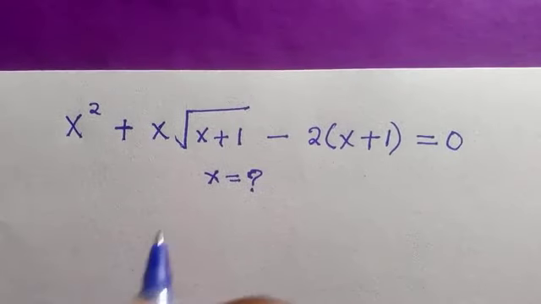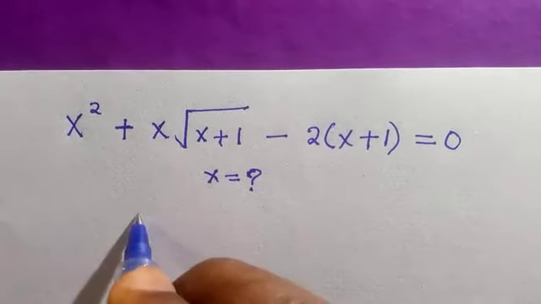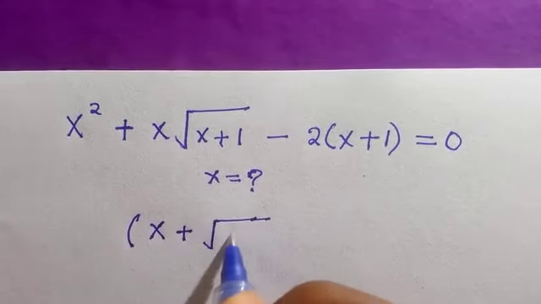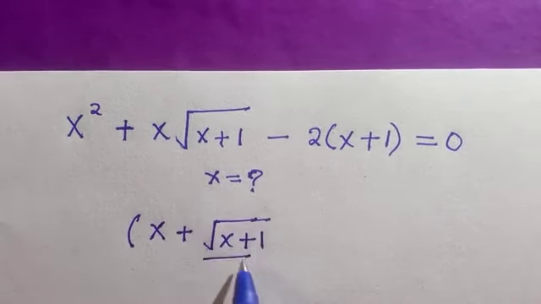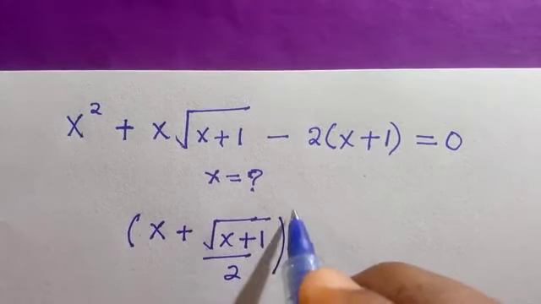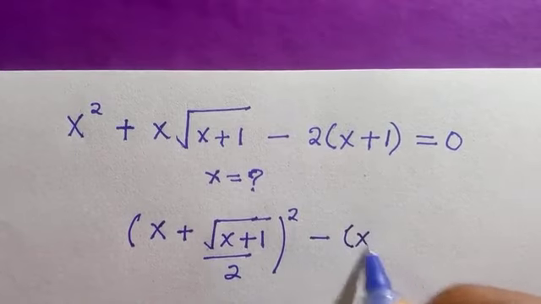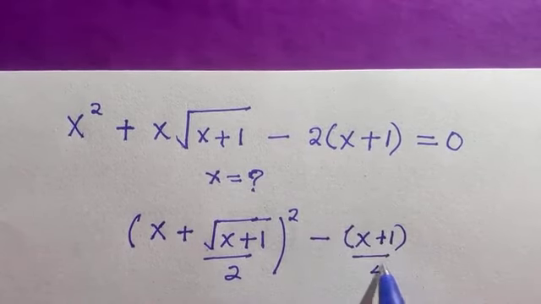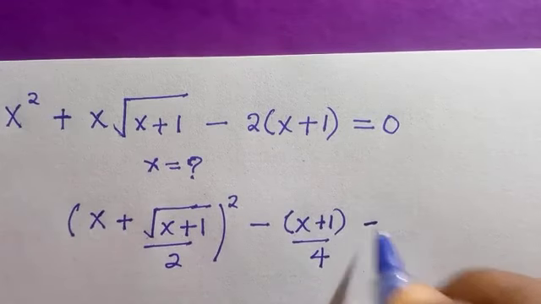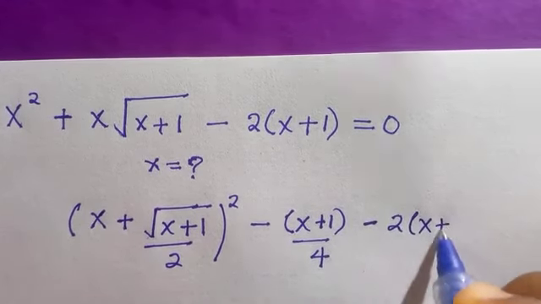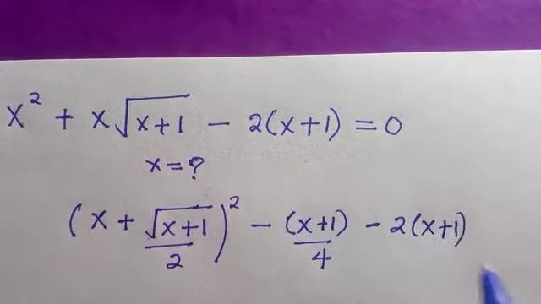For the first two terms, we have x plus the root of x plus 1, divided by 2, all raised to the power of 2. The first two terms can be reduced to this, which is minus bracket x plus 1 divided by 4, minus 2 bracket x plus 1, all equals 0. So we try to expand this, and we take the subtraction of this from it.